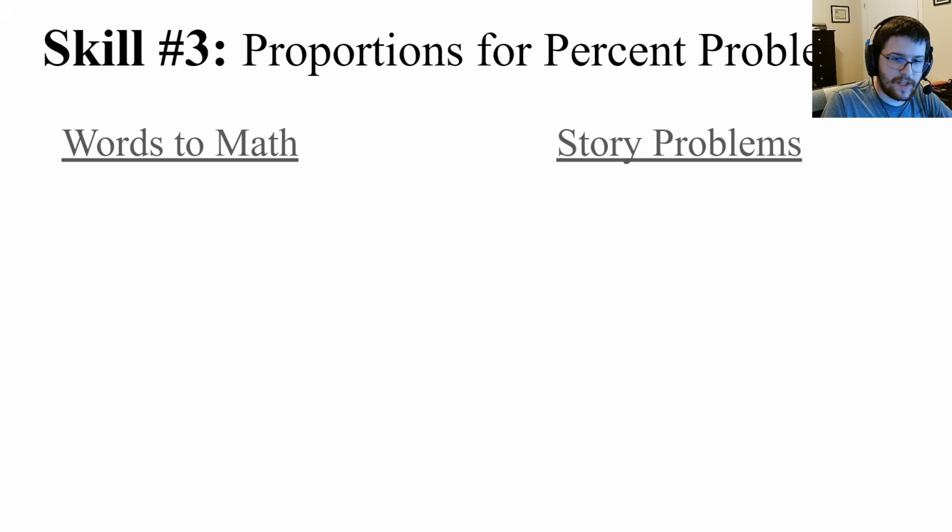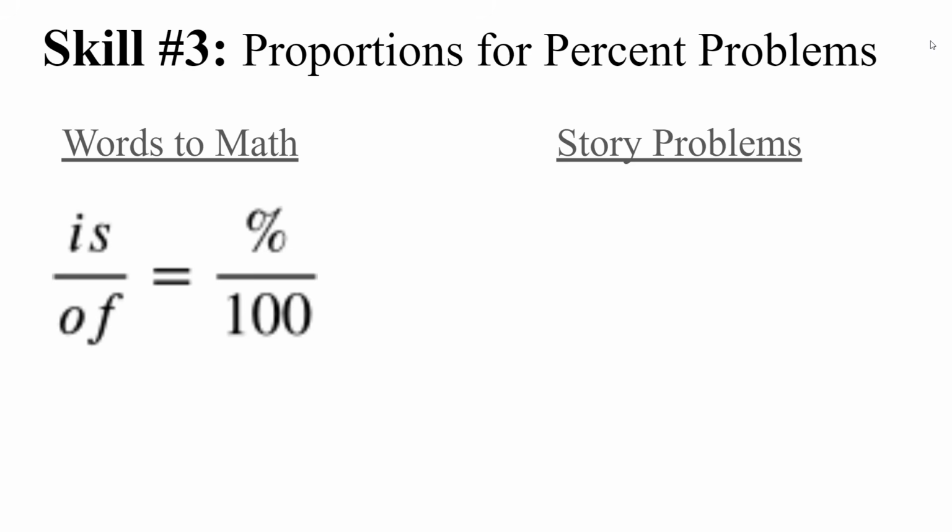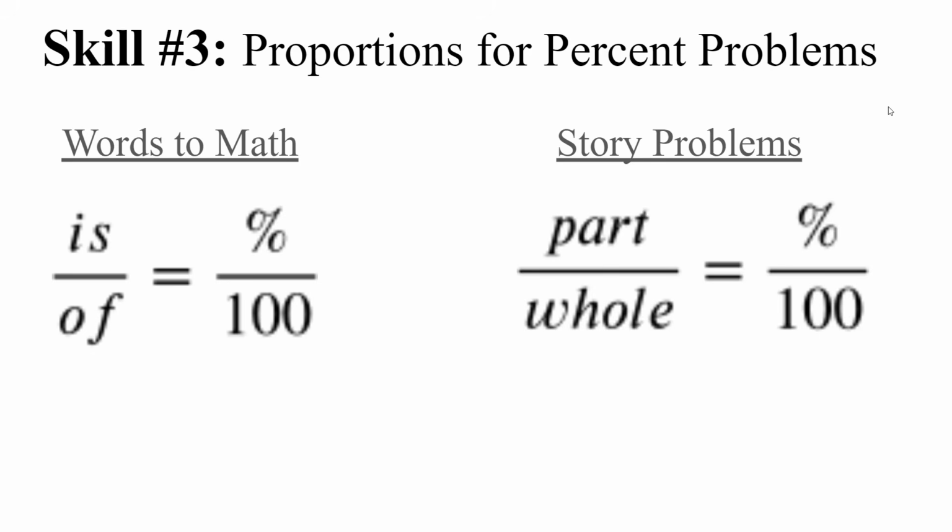Okay, so skill number 3 is proportions for percent problems. So you might find that when you're doing like more convoluted problems than just a percent of, that knowing an equation might make it easier. So for words to math problems, you'll see what I mean by that in a minute. We use the equation is over of equals percent over 100. And for story problems, we tend to use the equation part over whole equals percent over 100.